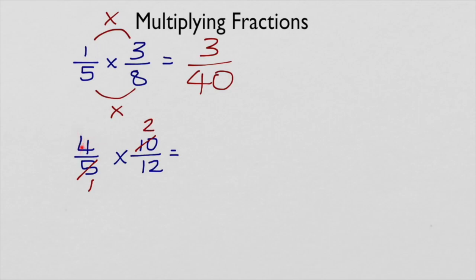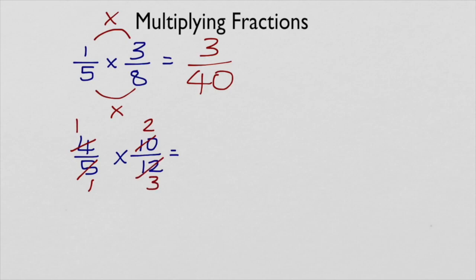Then you can have a look at cross-cancelling the other way, the top of the left fraction and the bottom of the right fraction. So 4's into 12. Is there a common factor? Yes. We can put 2 into both, but the best thing to do is always start with the biggest common factor. In this case, that is 4. So 4's into 4 go once there, 4's into 12 go 3 times.